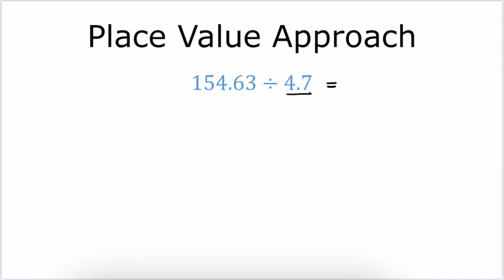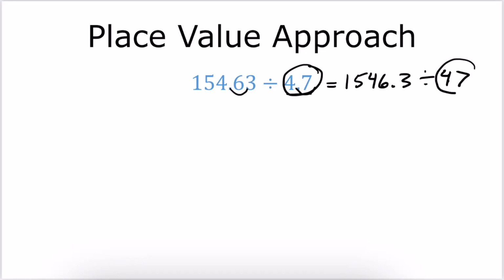So if I multiplied both of these numbers by 10, I would get 1,546.3 divided by 47. So multiplying by 10 basically moved these decimal places over once, and I only needed to multiply by 10 once because this number is now a whole number. Sometimes if you had multiple decimal places, you may have to multiply by 100 or 1,000 instead of multiplying by 10, so that you move the decimal over multiple times. But in this case, we just need to move it over once.